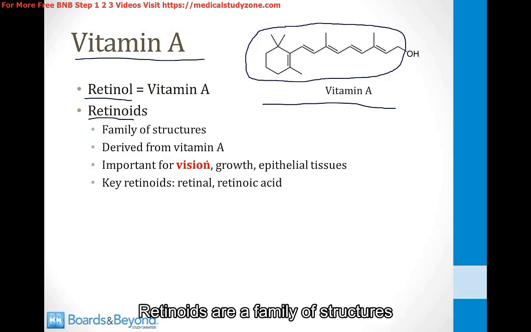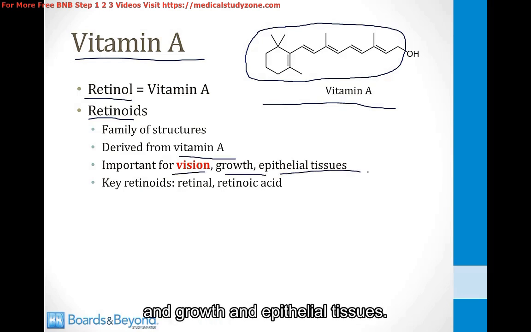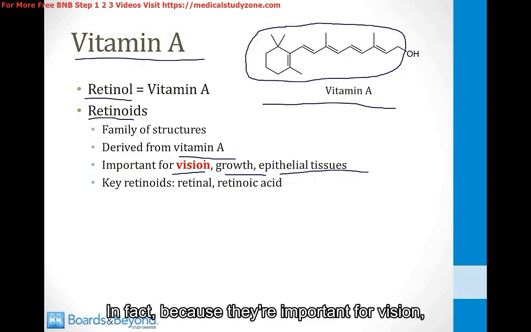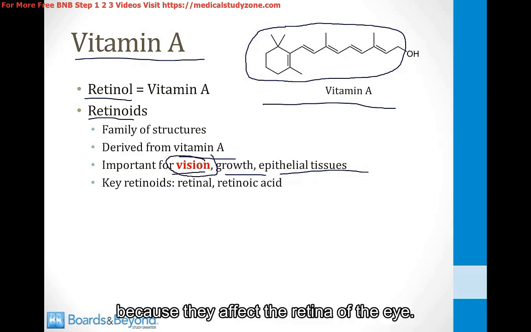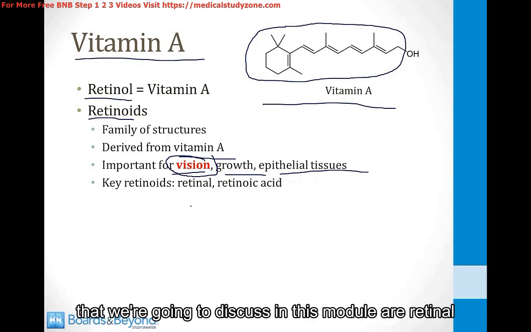Retinoids are a family of structures that are derived from vitamin A, and they are important for vision and growth in epithelial tissues. In fact, because they're important for vision, they are named retinoids because they affect the retina of the eye. And some of the key retinoids that we're going to discuss in this module are retinol and retinoic acid.